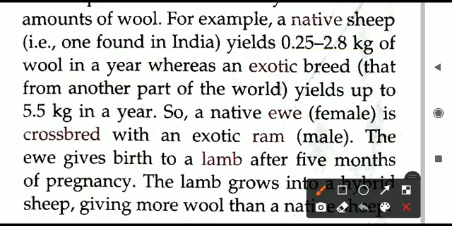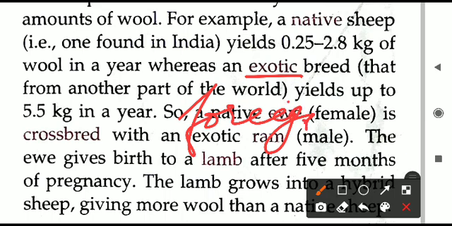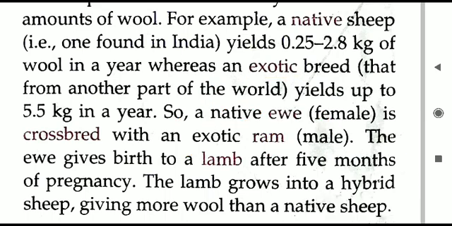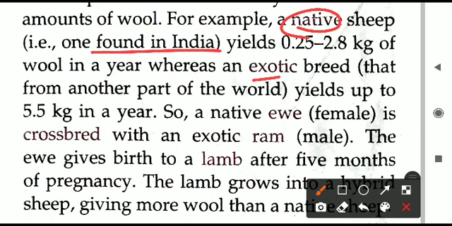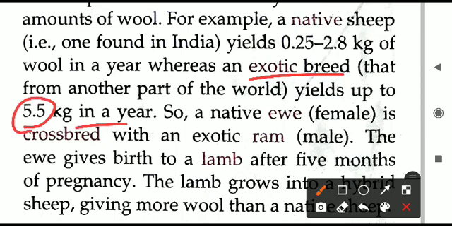If you compare this to an exotic breed, what is the meaning of exotic? Exotic means which is not in India, a foreign breed belonging to another country. It is given in brackets also, from another part of the world, that is called exotic. Local means our own country, native, that is in India. Outside India breeds are called exotic. So an exotic breed will yield up to 5.5 kilograms, more than double of the Indian varieties of sheep.